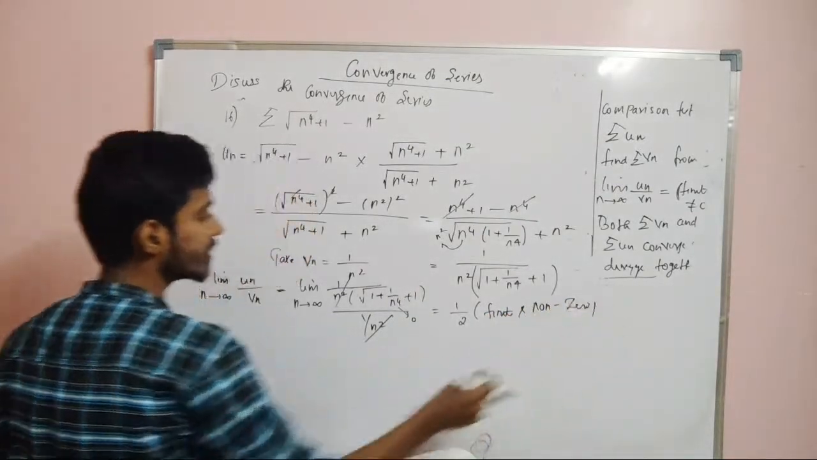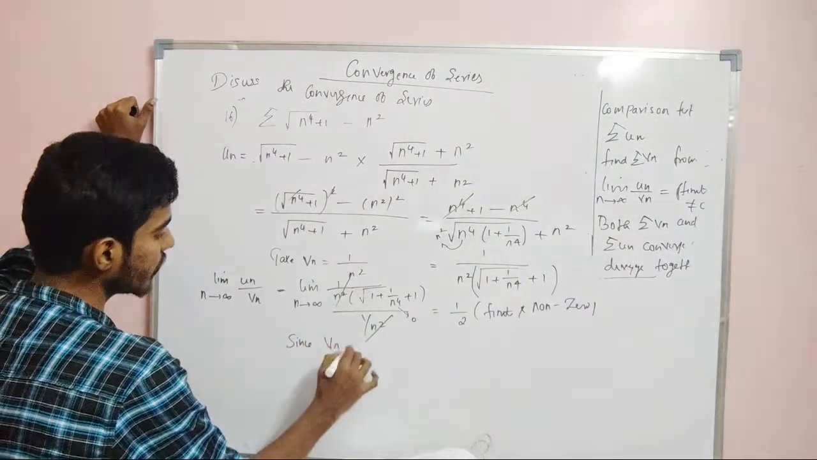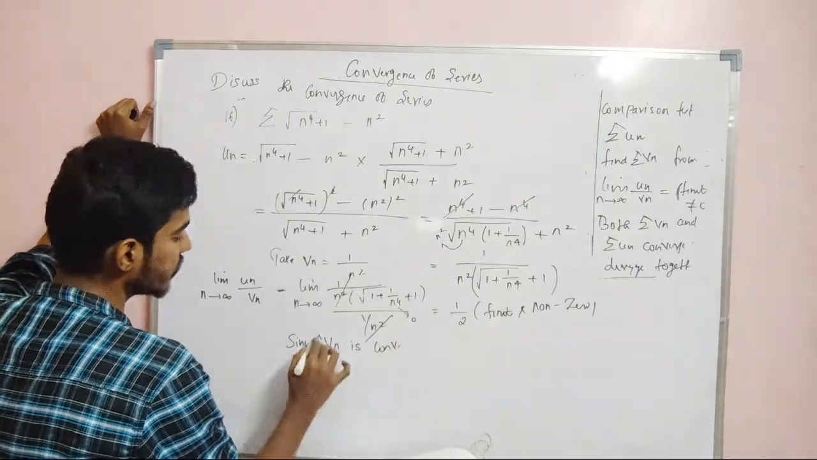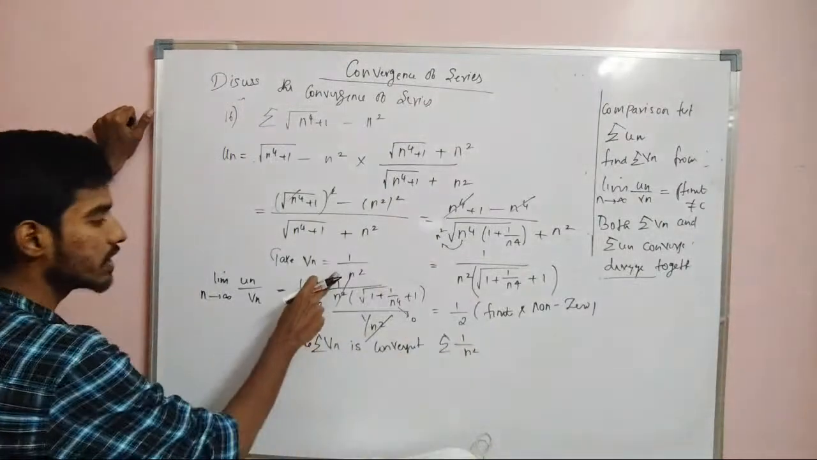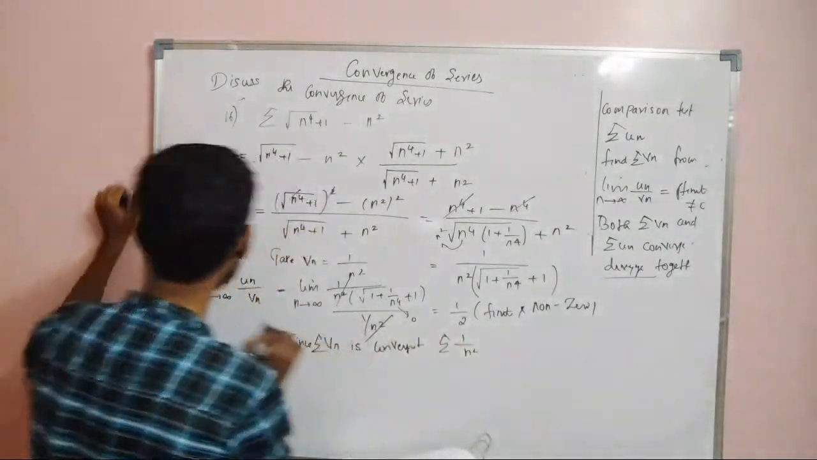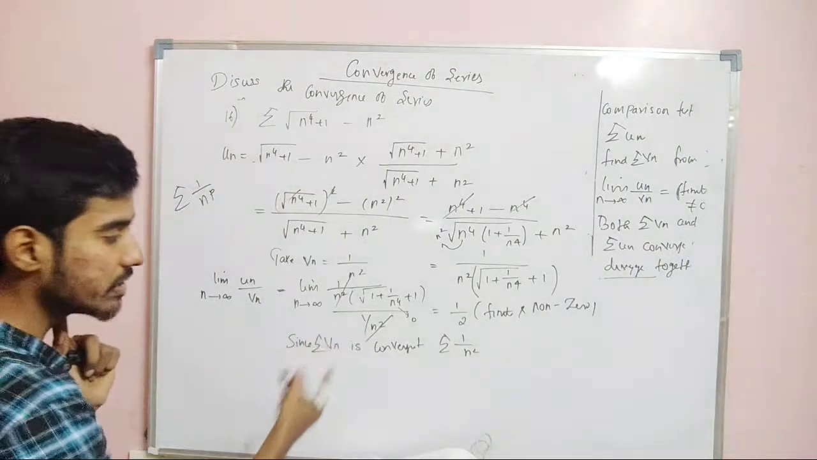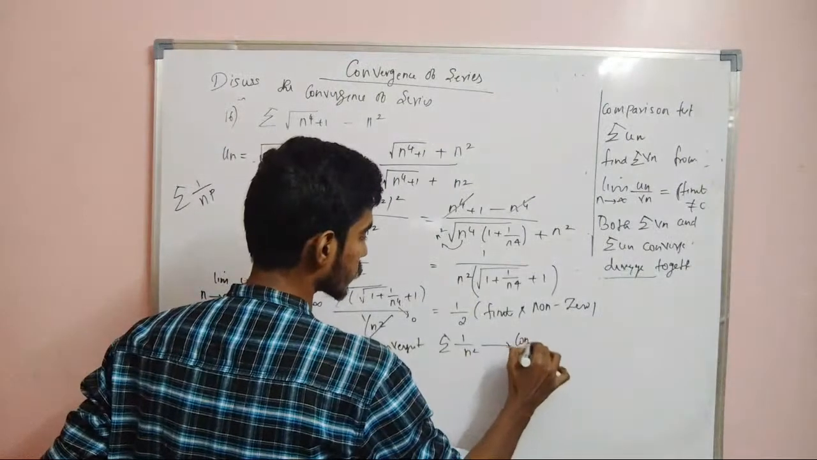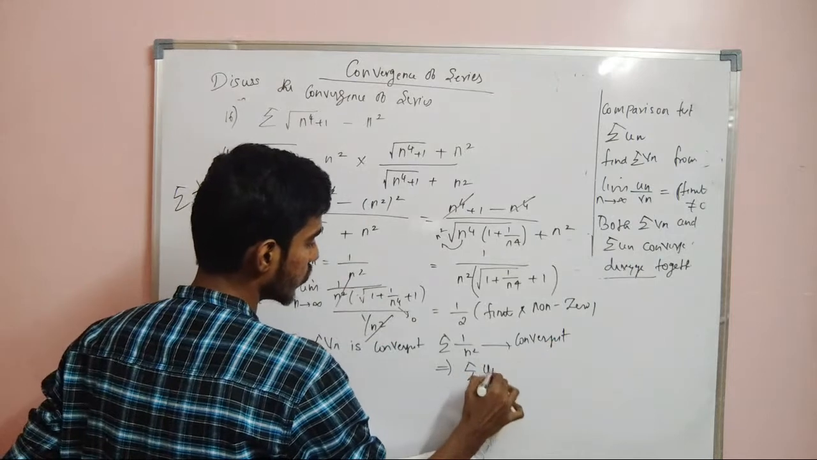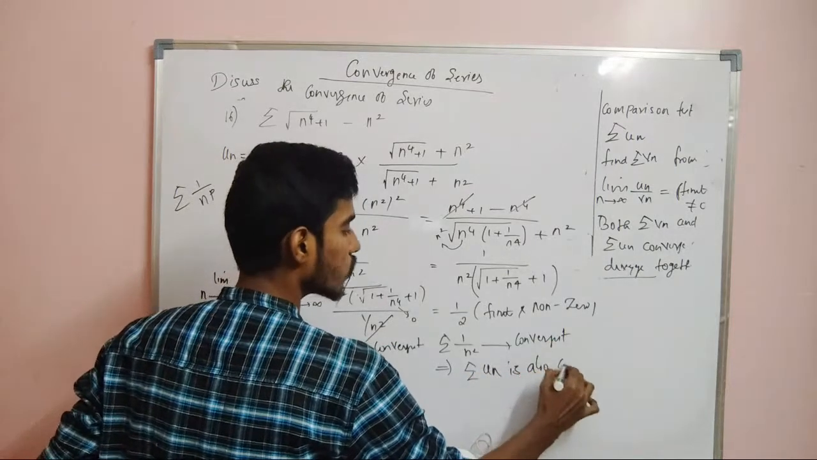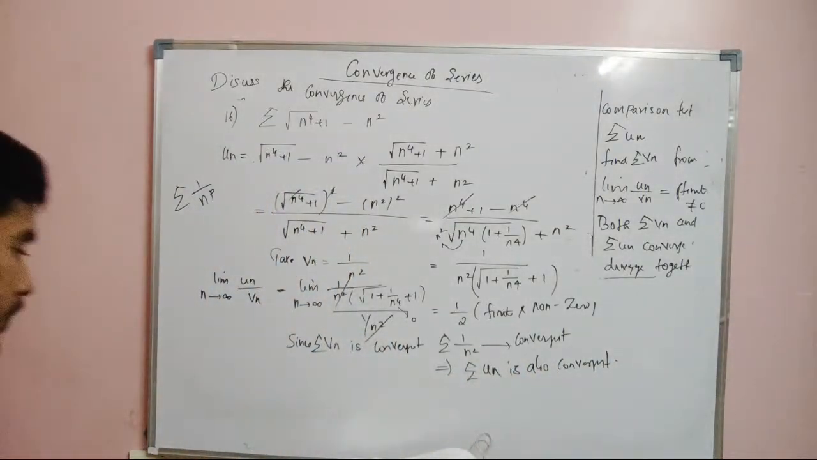So therefore by comparison test, both un and vn behave alike. So since vn is convergent, why is summation vn convergent? Because we have taken vn to be equal to 1 by n square, and summation 1 by n power p is convergent if p is strictly greater than 1. So here we have p is equal to 2, so therefore this is convergent. This means summation un is also convergent because both the series behave alike. So if one is convergent, another is also convergent.